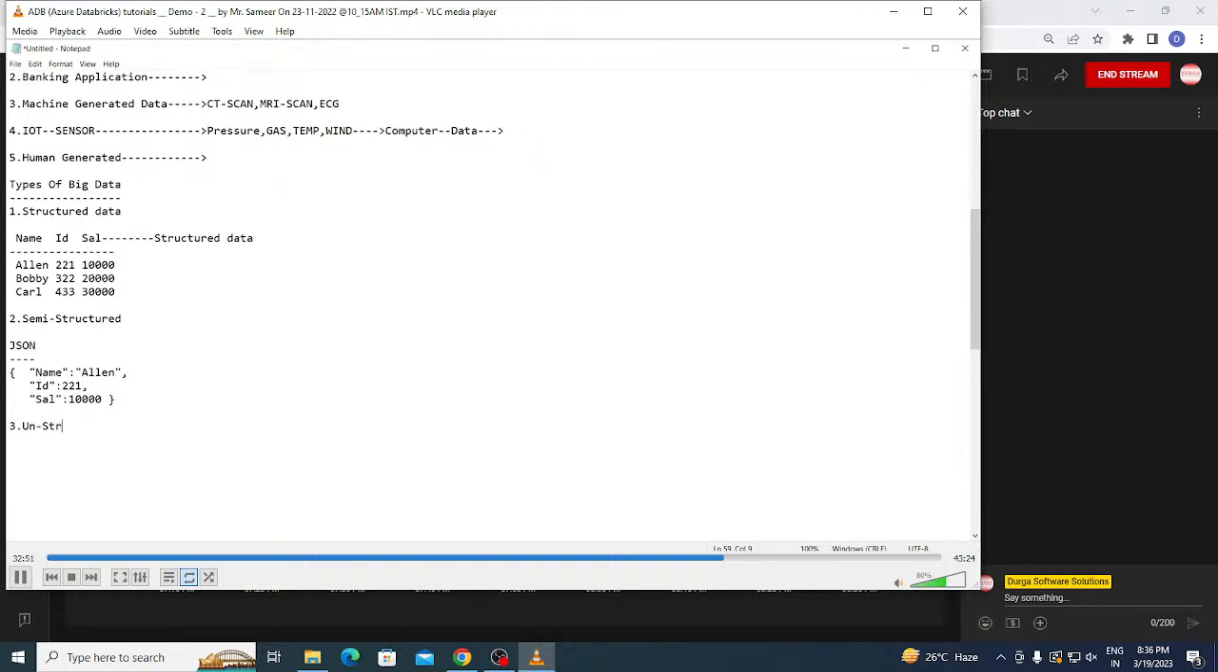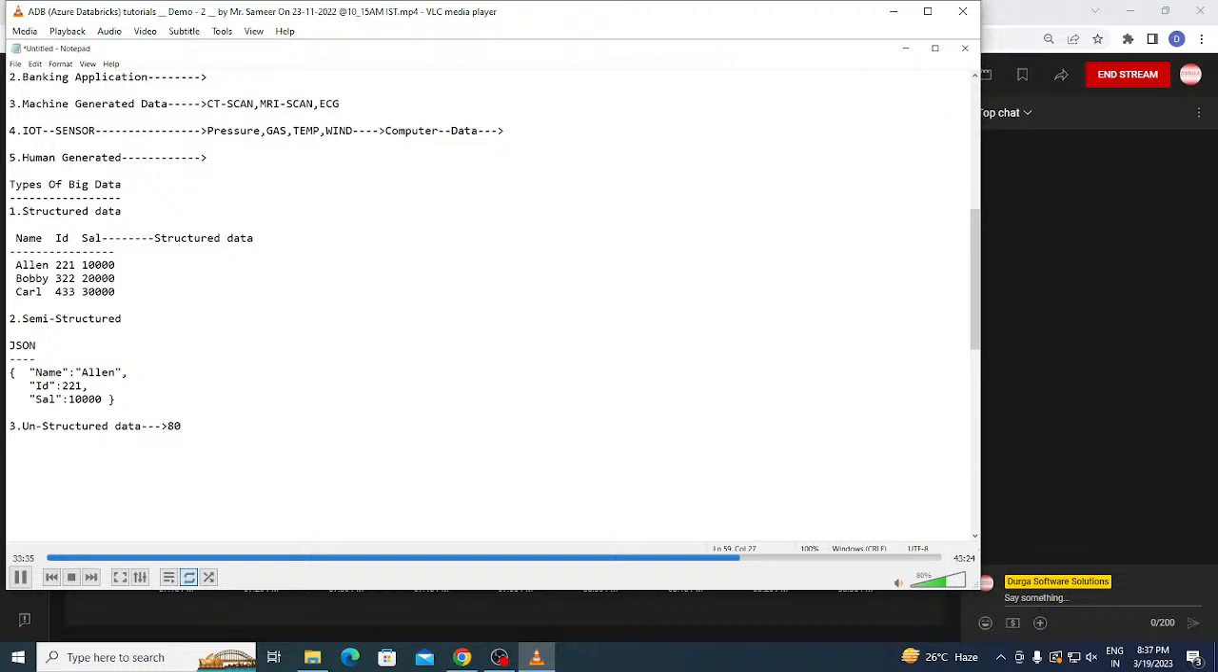unstructured data. Unstructured data is basically data with no particular structure, such as the photos in your mobile phone, the videos, the chat history, and the voice notes. All these come under unstructured data only. There is no proper structure for it.